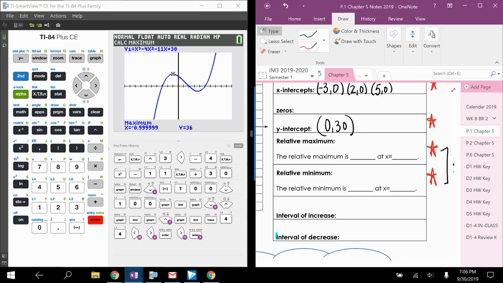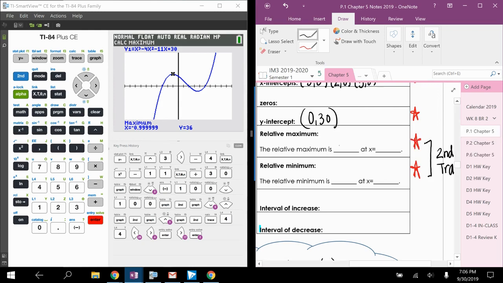Okay, I'm going to round that just to 1. So I have negative 1, 36. That's our relative max. So the relative max statement, the max value, the relative max of this cubic function is at 36 when x is equal to negative 1. We've done this a lot last chapter. You're using that max point to help you out here.